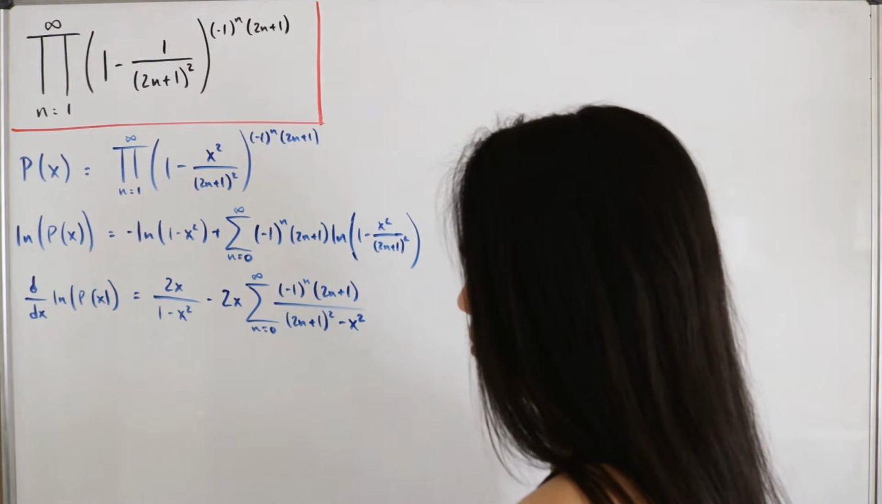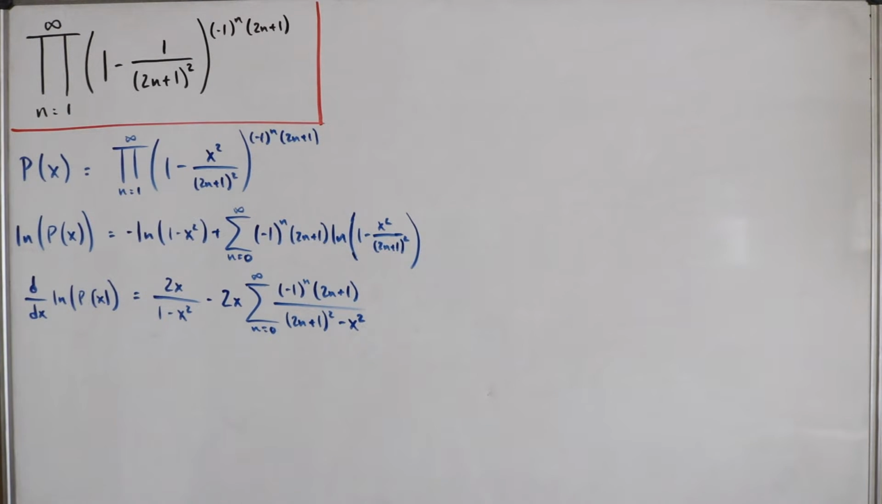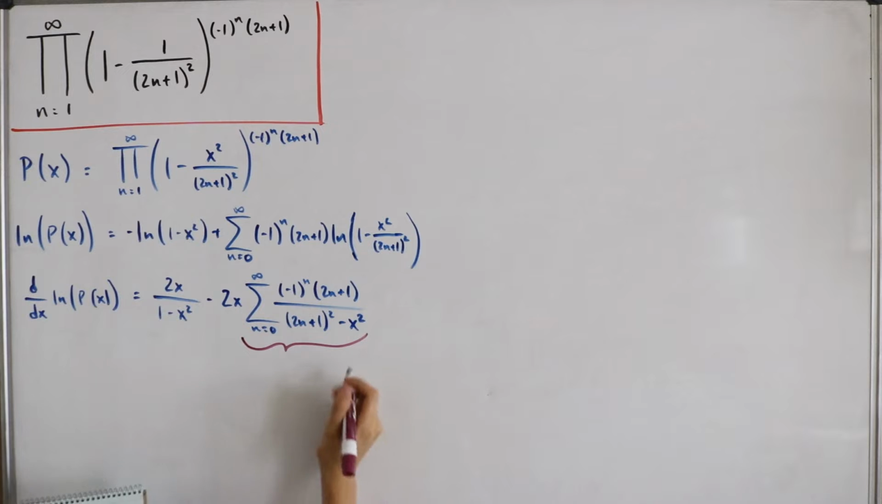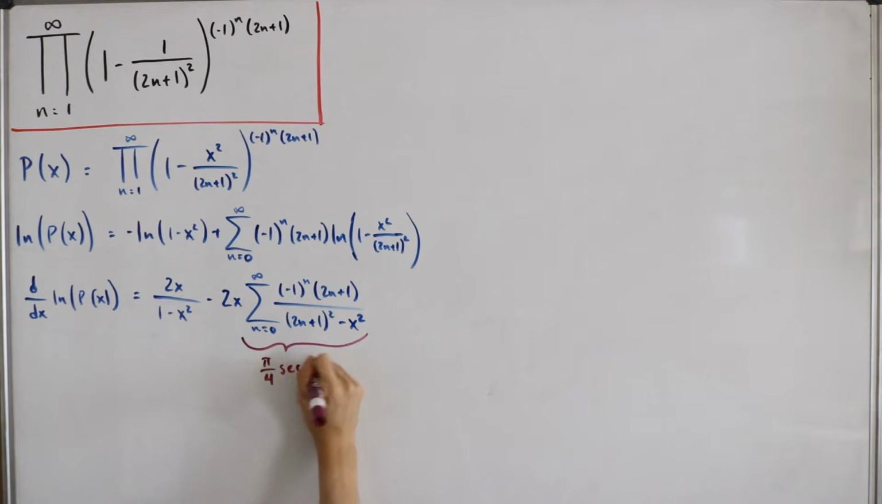We're just going to treat that sum as a given, and as an optional exercise for you to solve. You can comment below. You can try to solve this yourself to show that this infinite sum, specifically in the brackets, comes down to pi divided by 4 multiplied by secant of pi times x divided by 2. So with that, that's our given.